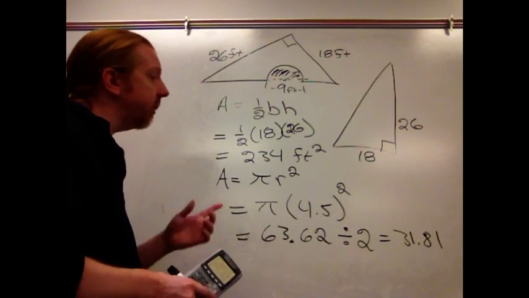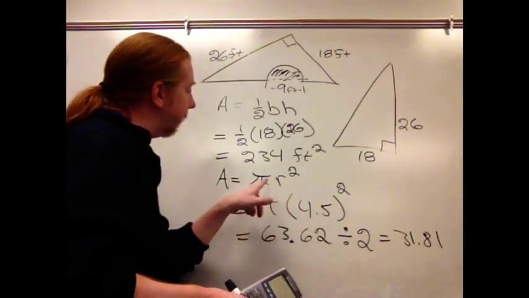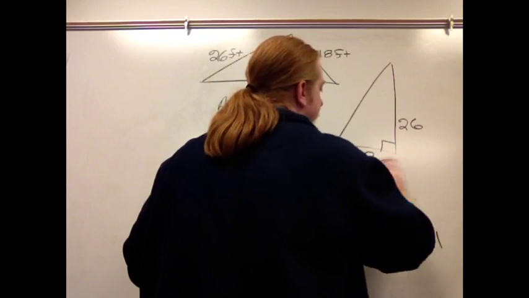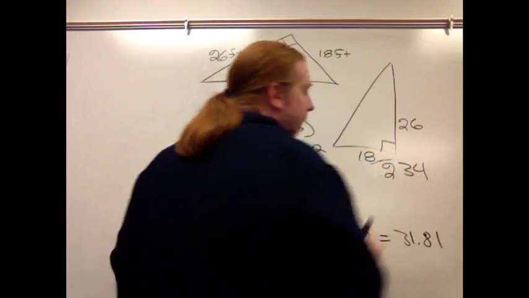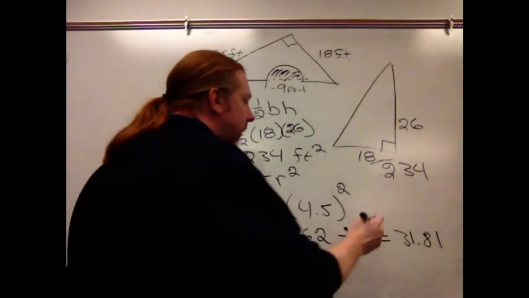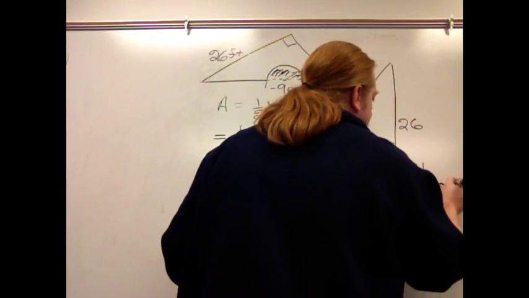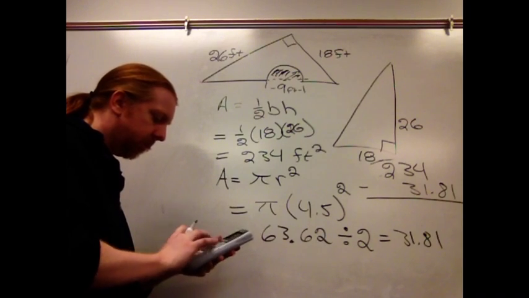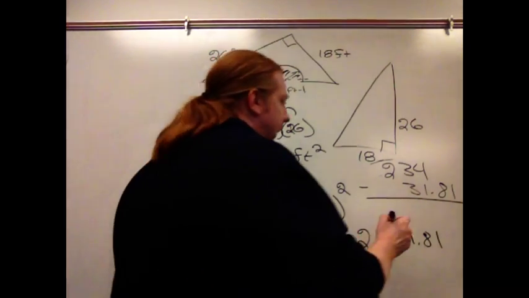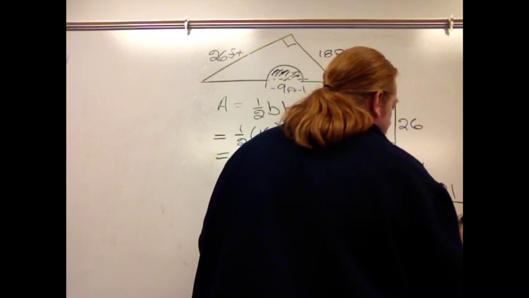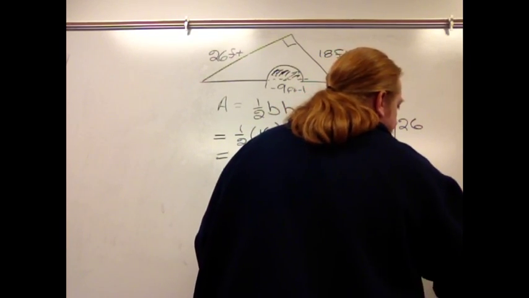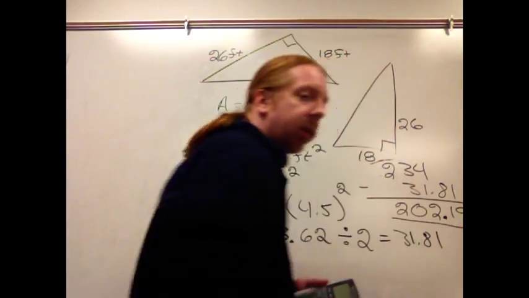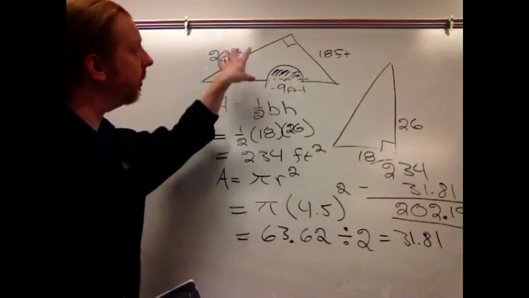Now I can go ahead and finish the area by subtracting this from this. I take my 234, which is my total area, subtract 31.81. I get 202.19 square feet. That will represent the total area of this figure.